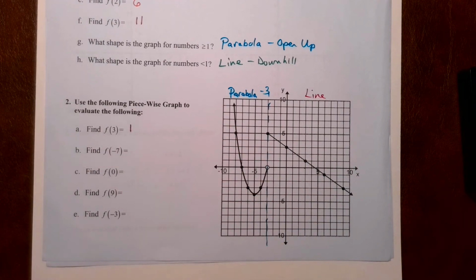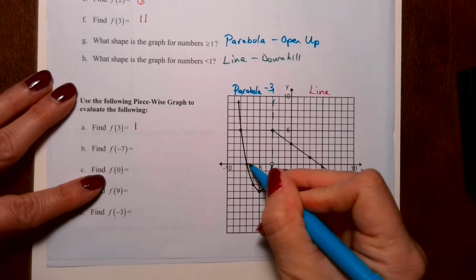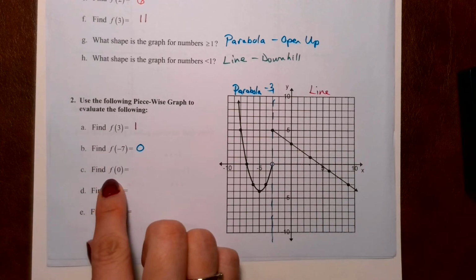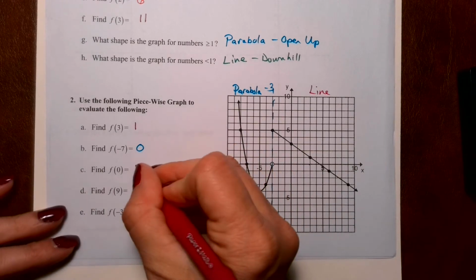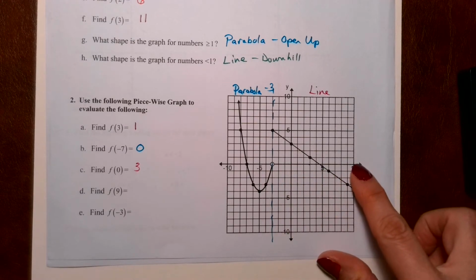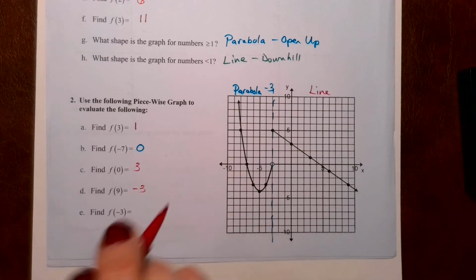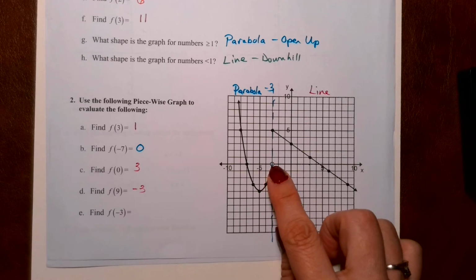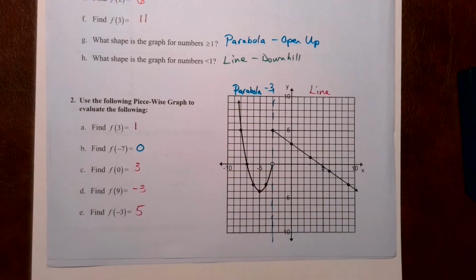What about -7? Let's switch colors here. -7 goes to the left. -5, -6, -7. Right there has the output of 0. How about input of 0? 0 goes in, and 3 comes out. That's on the line. Ooh, 9. 9 is on the line, and the output is -3. What about -3? Is there a solution? There is. It's up here. It's on the line, and it has a value of 5.